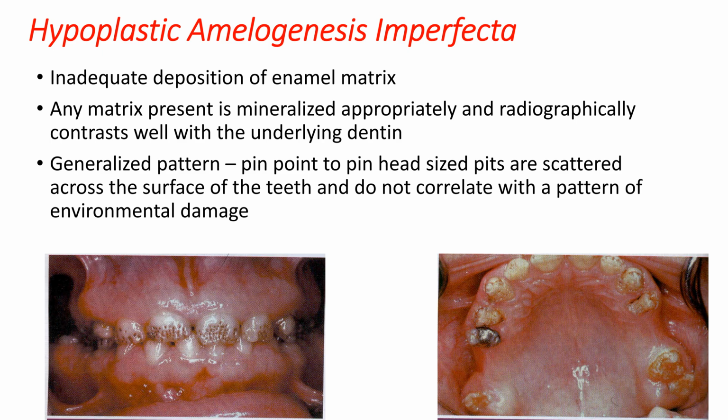In the clinical picture, the first picture you see is a hypoplastic amelogenesis imperfecta, which is a generalized pitted pattern. There are numerous pinpoint pits scattered across the surface of the teeth. The enamel between the pits is of normal thickness, hardness and coloration. On the right side, the second picture is the same patient. There is diffuse involvement of all the maxillary teeth, which is inconsistent with environmental damage.